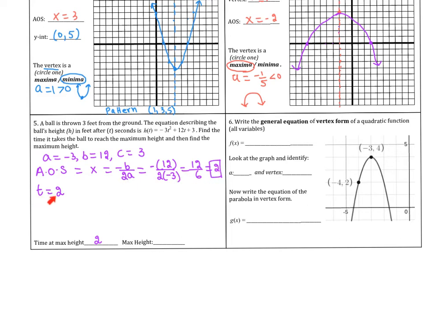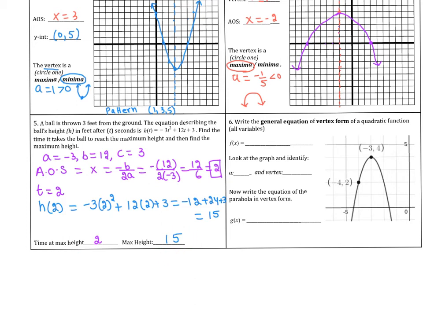Now you're going to use this t, which is the time at maximum height, and plug it into the main equation to get the height or y coordinate. So t as 2: 2 squared is 4, 4 times negative 3 is negative 12. 12 times 2 is 24, plus 3. When you solve this, you're going to get the maximum height is 15, or the y coordinate of the vertex is 15. So remember, this is the height at time 2 seconds. So after 2 seconds, the maximum height is 15.